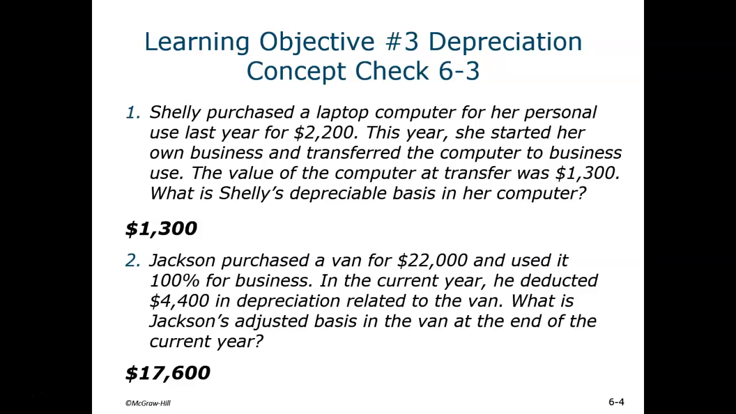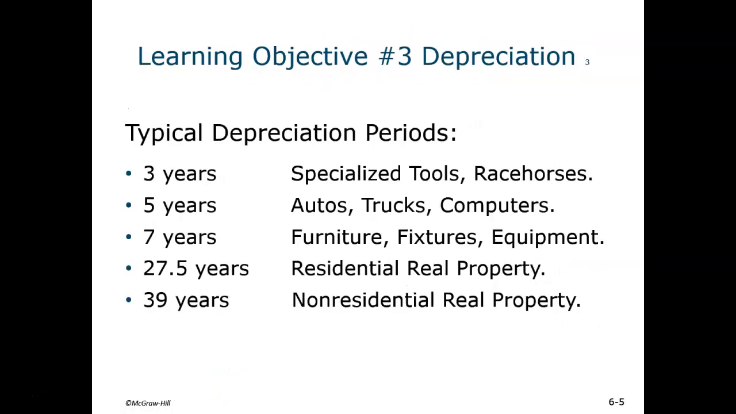What is his adjusted basis in the van at the end of the current year? $17,600. Now, where did we get that from? We took the amount of depreciation, all right, depreciation expense. We subtracted it from the $22,000 of my basis, and this now gives me my adjusted basis in the asset, which going forward is $17,600.